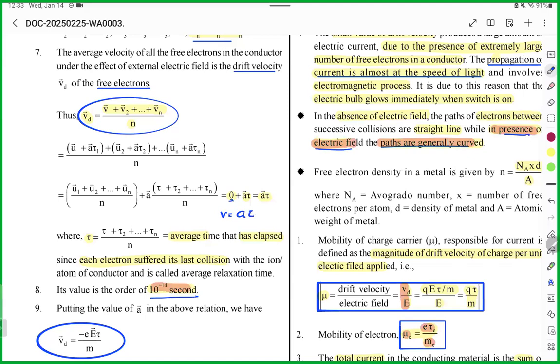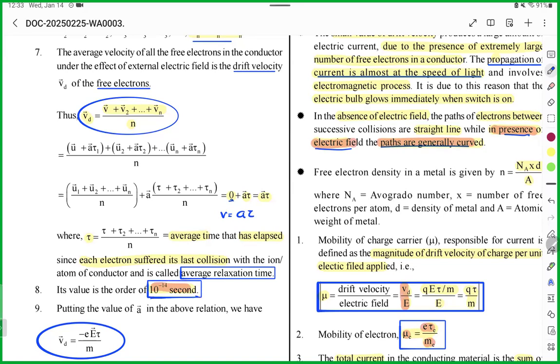What is tau? Relaxation time. How much time is taken to collide between two particles? Very less.